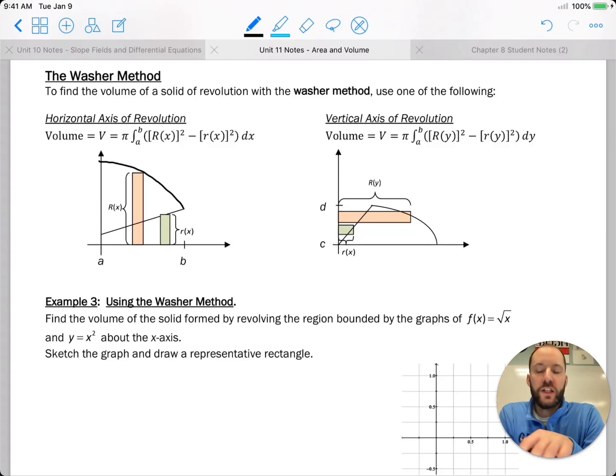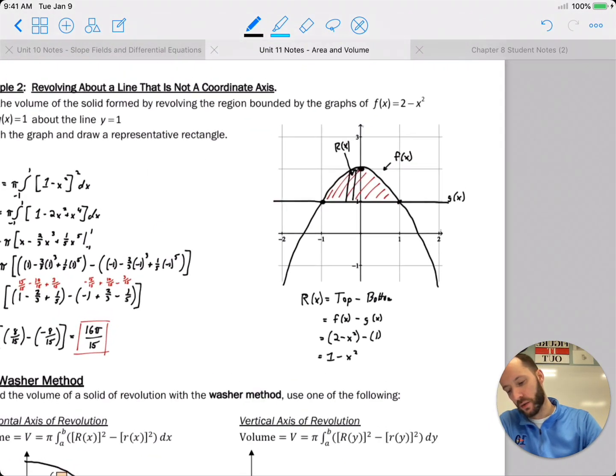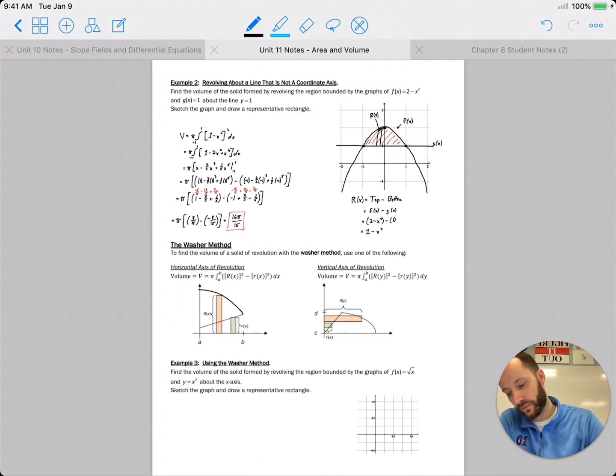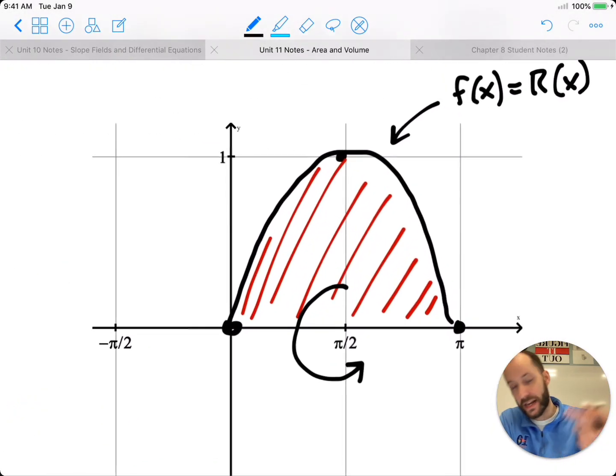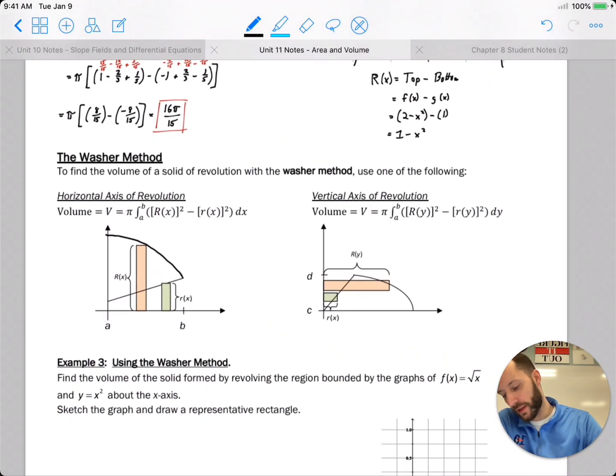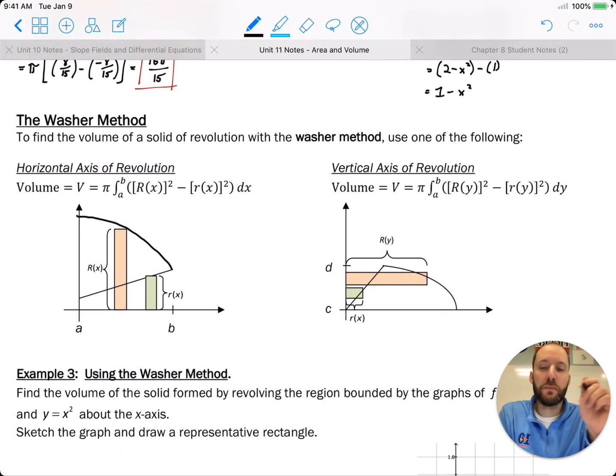Hey, so finishing this topic, looking at now the washer method. So in the last section, we looked at a region that was bounded by a curve and a straight flat line. That straight flat line could have been another function, could have been an axis. In the washer method, we look at a region bounded by two curves that are not horizontal or vertical lines.